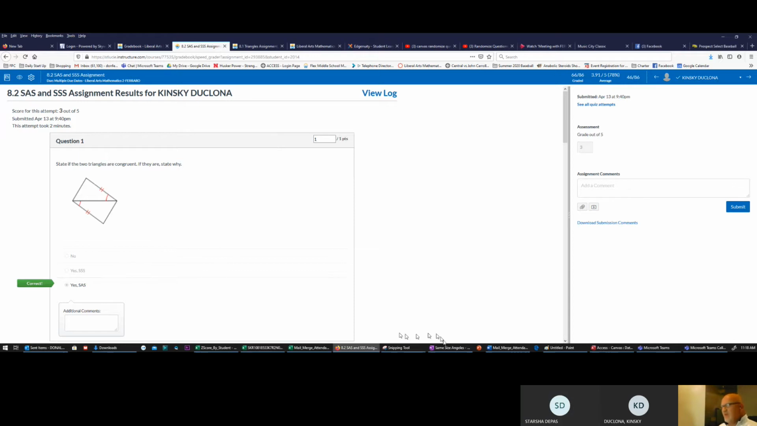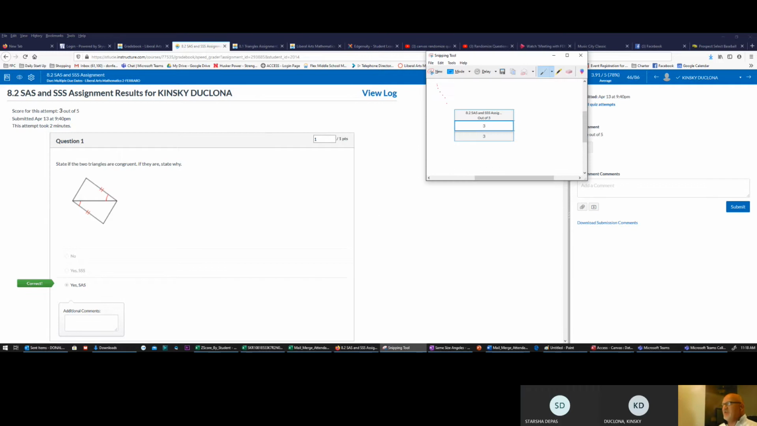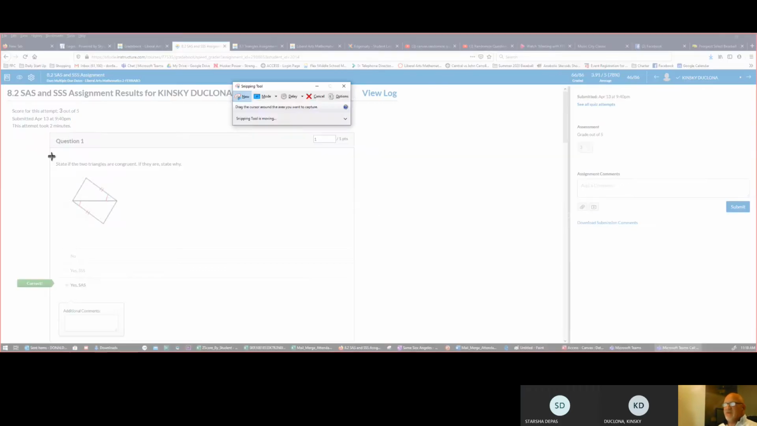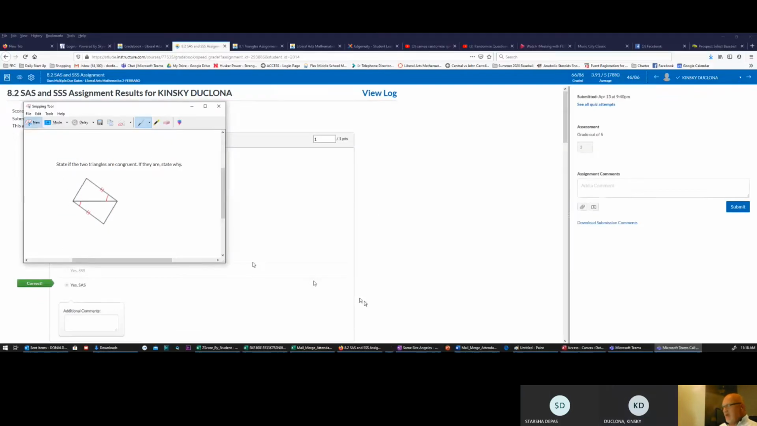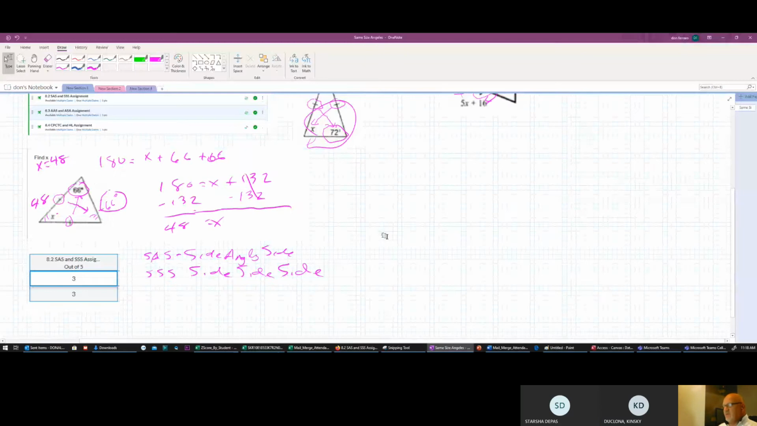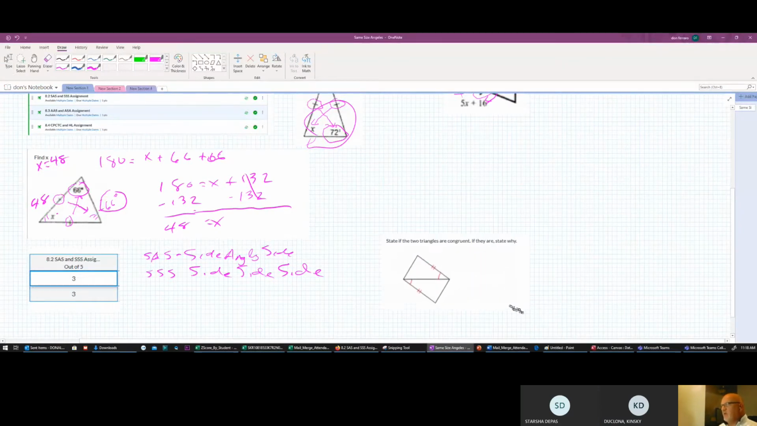So now, Kinsey, you got this one right, but I'm going to show it just so you guys have a feel for it. All right. So I come in here, and we've got this first problem. And we know what we need to do. State if the two triangles are congruent, and if they are, state why. And we know that in this unit 8.2, we're looking for side angle side or side side side.